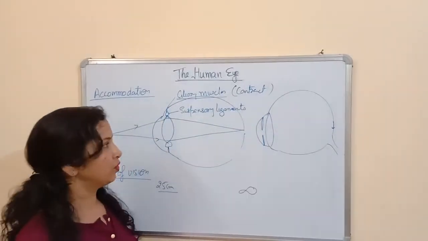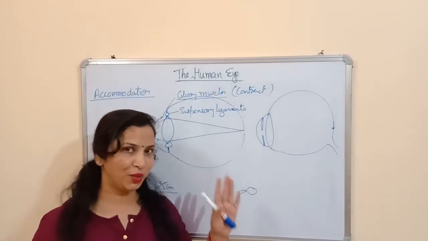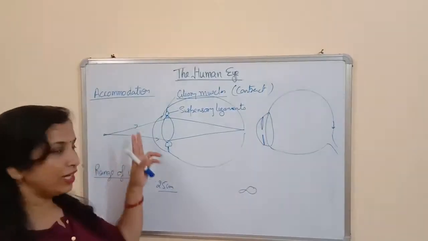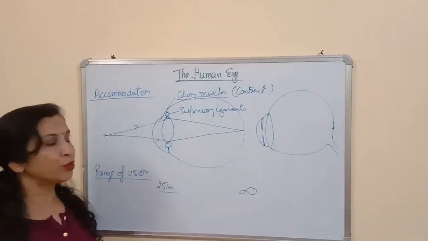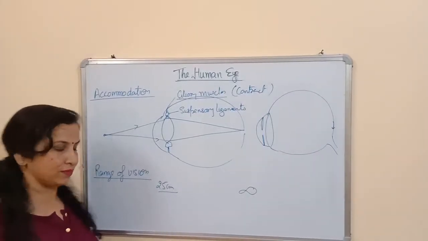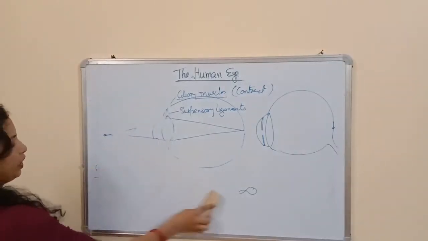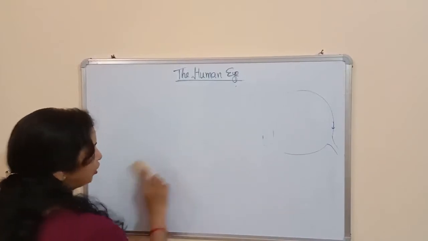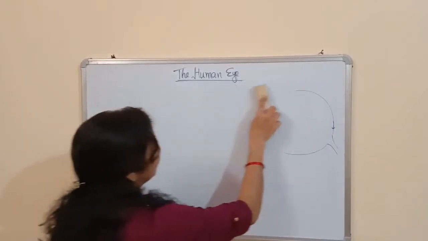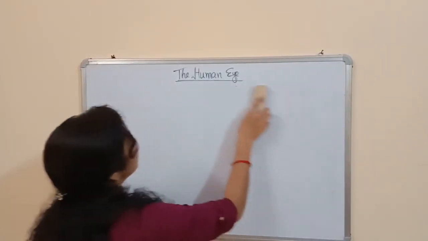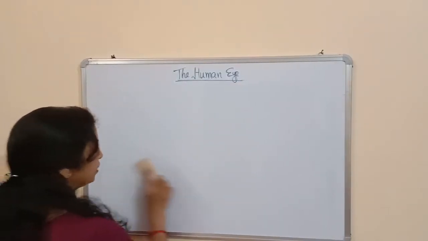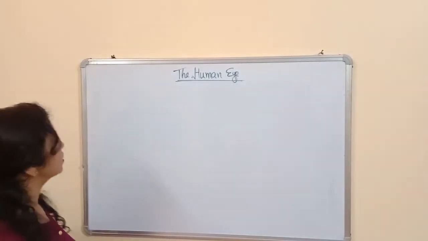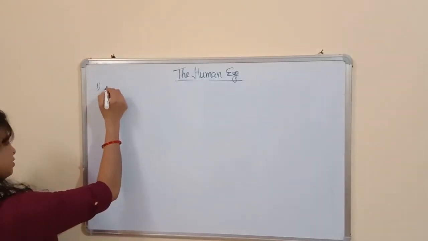So this is what we have learned: how the human eye works, what is the construction and working of the human eye, and what is the accommodation and the range of vision. Now I am going to tell you some defects of vision. In our syllabus we have three defects of vision: myopia, hypermetropia and cataract. There are many other types of defects also.